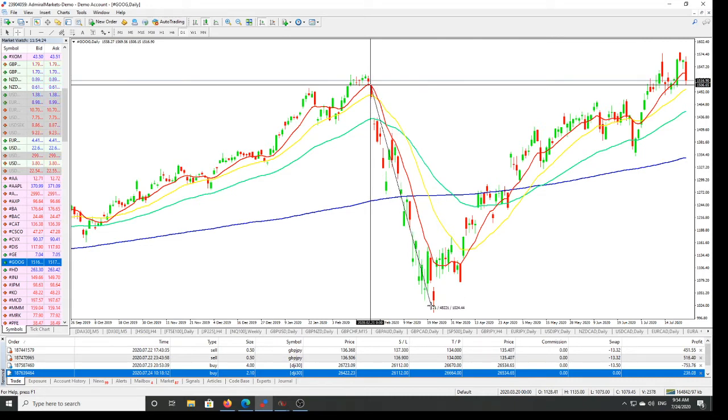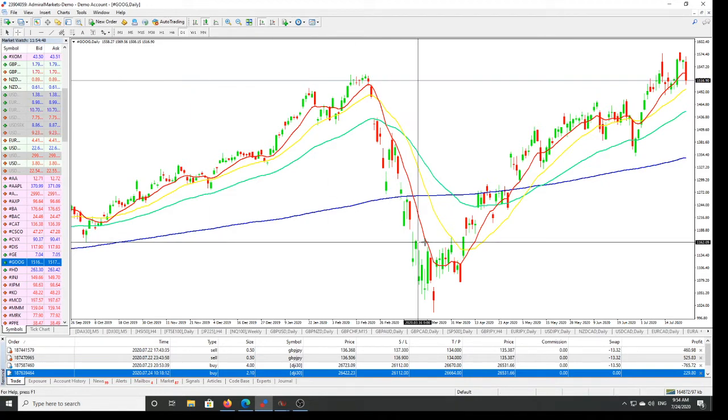Look at how it dropped to about 900. So you have more than $150 per share. So if your account is deep enough and you bought, let's say, 500 Google shares times more than almost $200 per share, that's a lot of money for you.